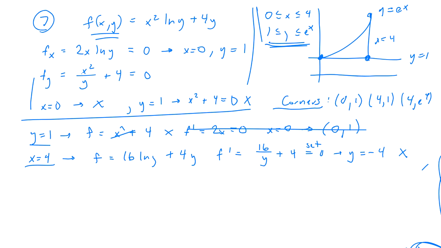No, so it can't be. So the idea is that 4 can't be 0, which means there are no critical points. So we don't get anything except for the boundaries, which we already had. The derivative of f is 4. 4 can't be 0, which means there are no critical points.